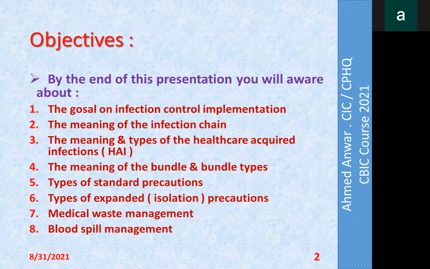Objective for this presentation: by the end of this presentation, you will be aware about the goals of infection control implementation, the meaning of infection control chain or infection chain, the meaning and types of healthcare acquired infection, the meaning of bundle and the bundle types, types of standard precautions, types of expanded or isolation precautions, medical waste management, and blood spill management.